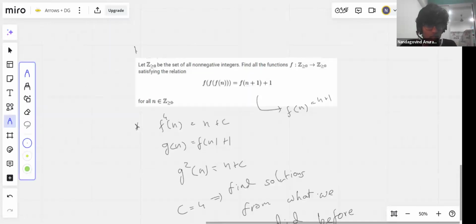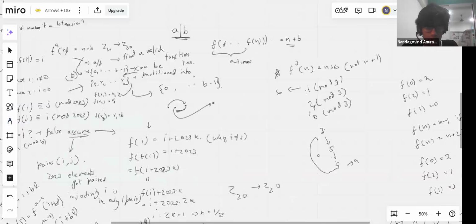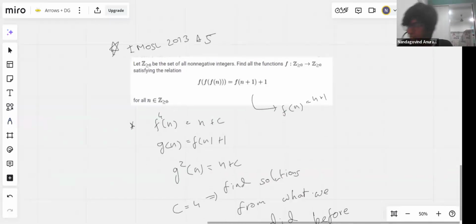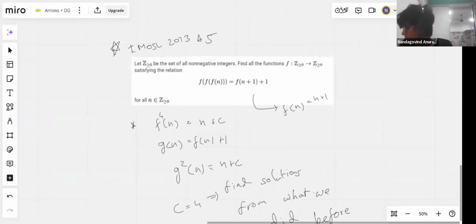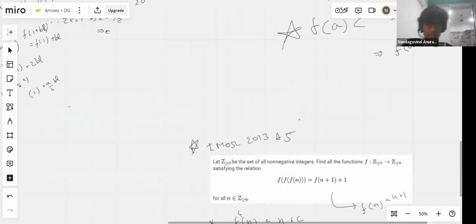This is IMOSL 2013 A5. Honestly, one of my more favorite questions, which is why I chose it for today's class. But it's pretty difficult, so I was trying to use these facts from here to build up to this. But yeah, arrows is not dead. We had it like 9 years ago, no, 12 years ago. So yeah, it's a cool thing.